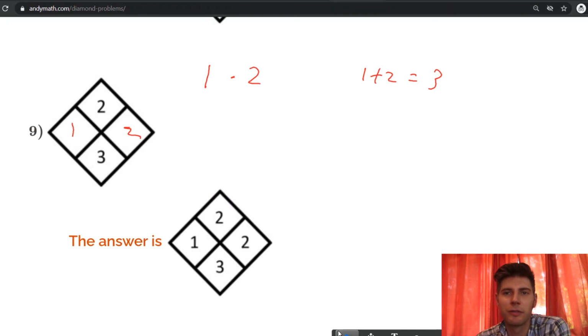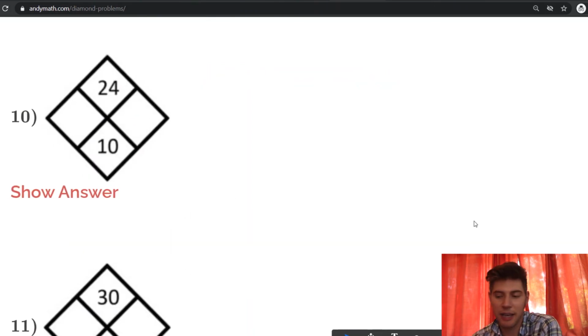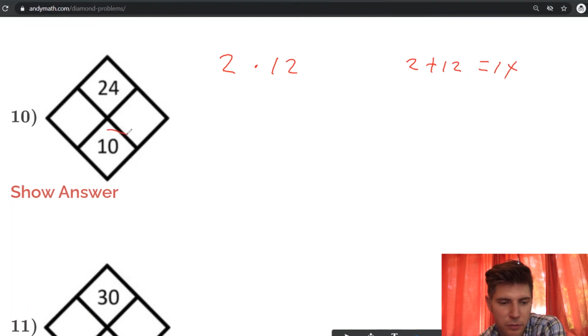So that one wasn't too tough. Let's try the next one. 24 and 10. So what's everything that multiplies to 24? Well, there's 2 times 12. And when I add 2 and 12, I get 14, which is not 10. So I'm not done yet.